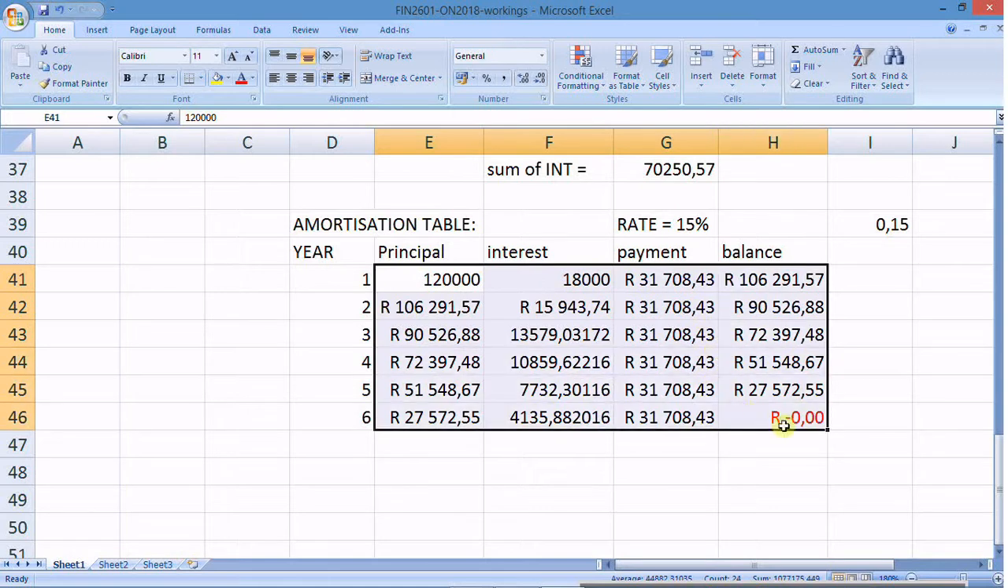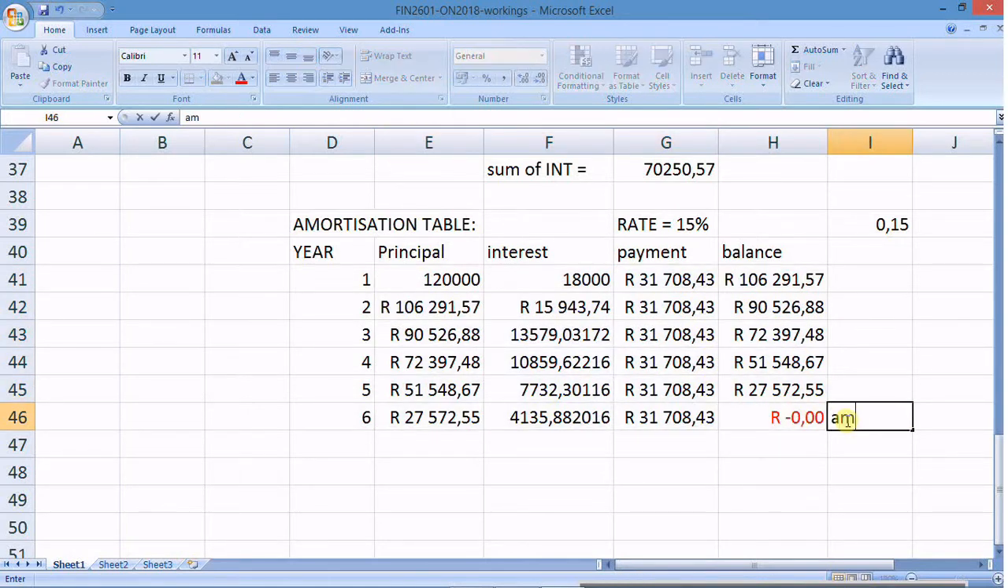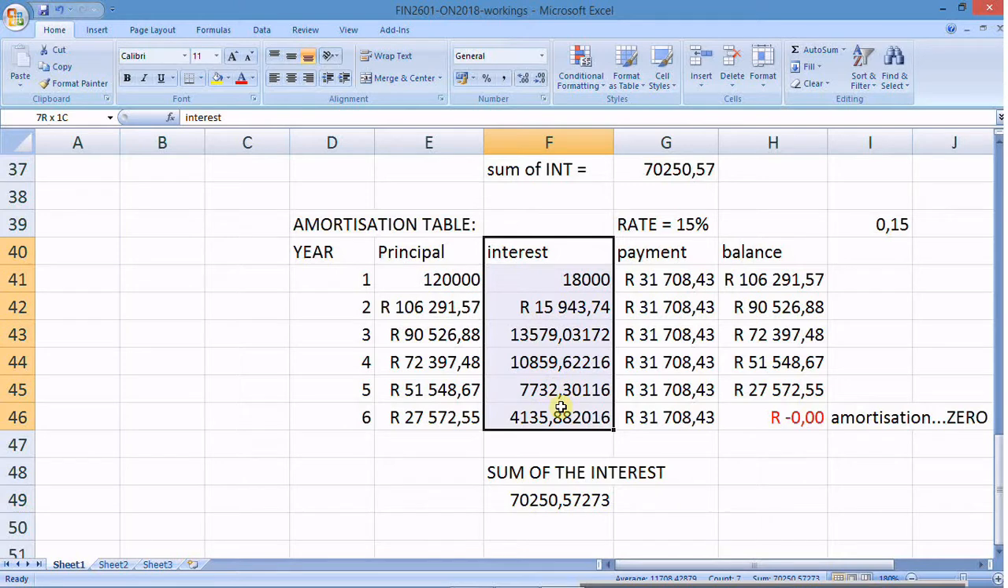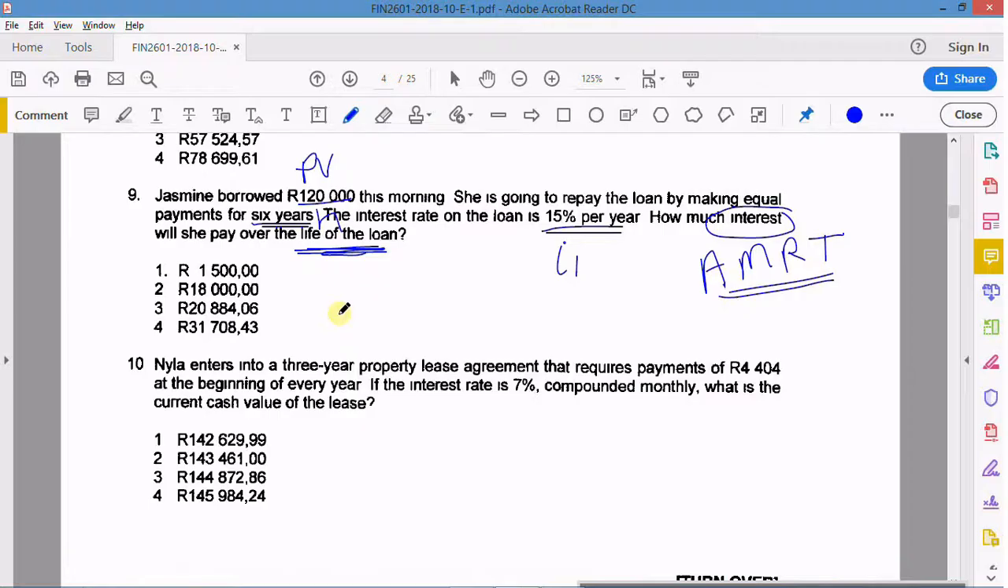Yeah. Okay, so you can see there, amortization, zero future value. Why? You're paying off the loan. Right, so the question is saying, what is the sum of the interest? Okay, so equals sum up that. Yes, there's nothing wrong with the answer. The memo's wrong. Okay, so how much interest do you pay over the loan? That's how much I paid. See, there's the interest. Okay, so for this one.